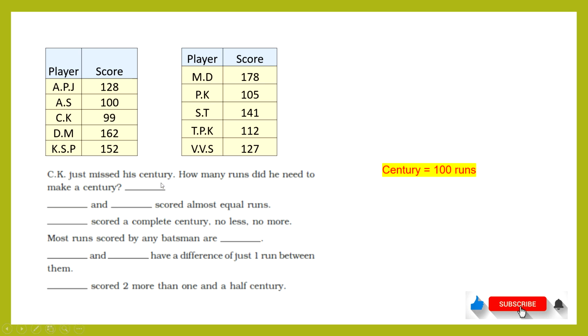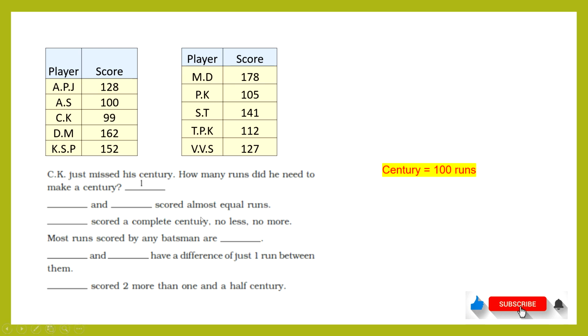CK just missed his century. So these questions are in cricket context, and we are saying CK just missed his century. How many runs did he need to make a century? Now CK is a player, he scored 99 and we know he must score 100 if he wants to complete the century. So he missed his century by 1 run, because if we add 1 to 99, or we count just after 99, we get 100. So 99 and 100. So it is 1 run that is missing in the century.